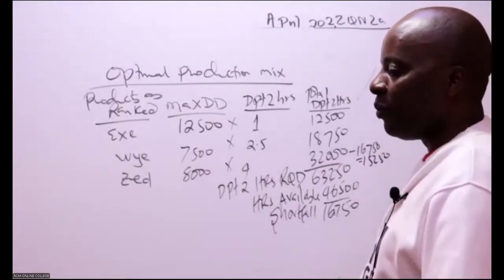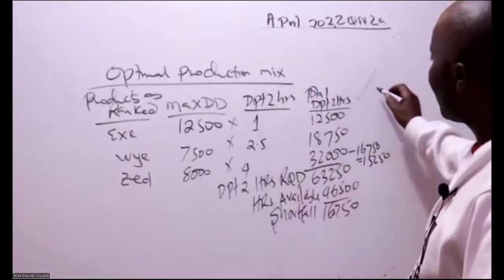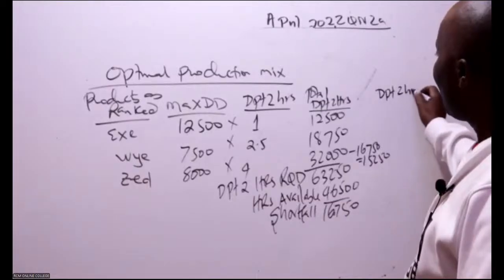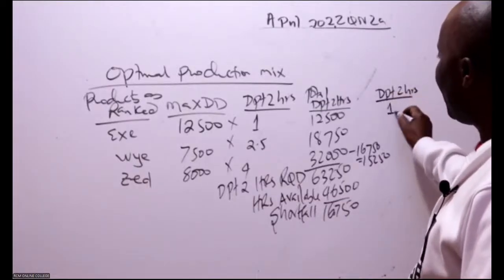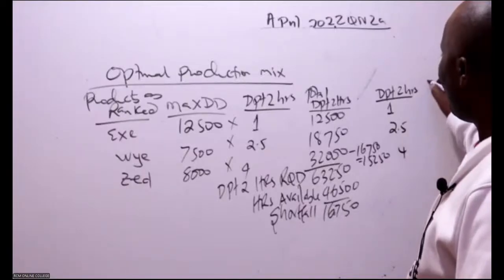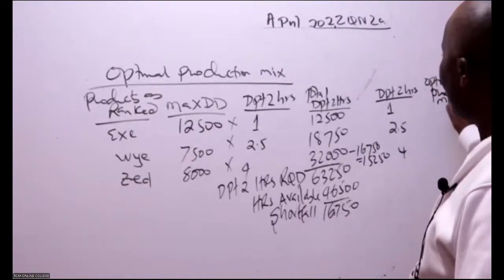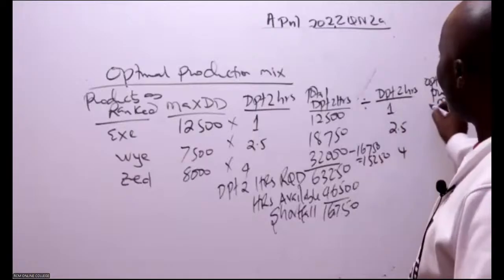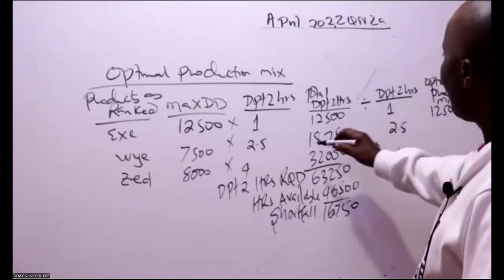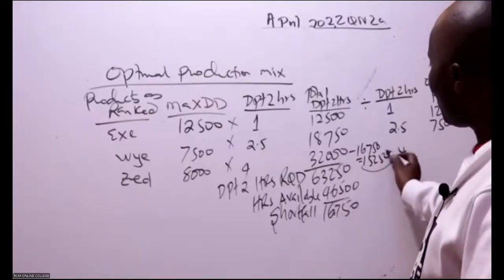15,250. From there, ladies and gentlemen, we will be able to come and rewrite this. Department 2 hours, although you can avoid it if you're very good. 4, and then now you should be able to give me the optimal production mix by now dividing. So this will be 12,500. This will be 7,500. How about this? 15,250 divided by 4.